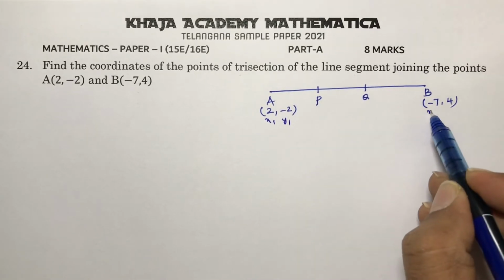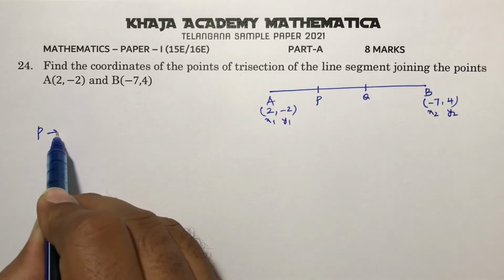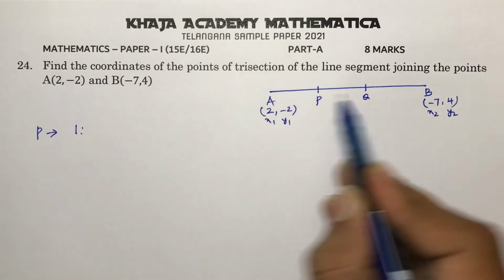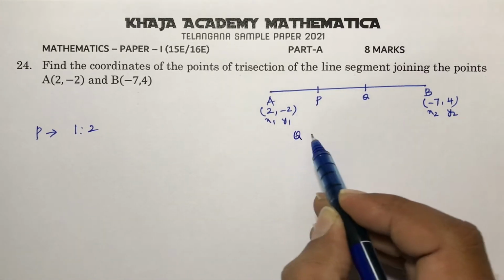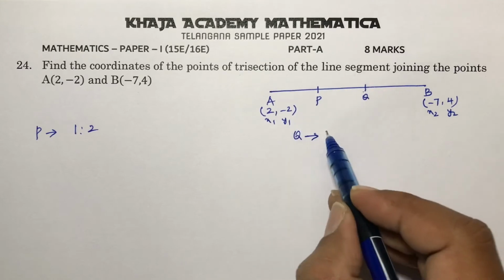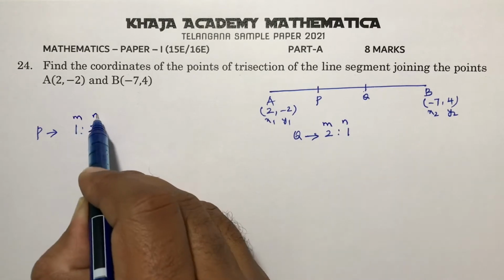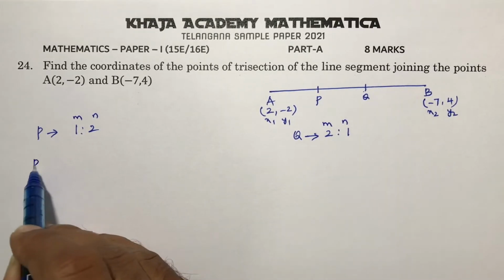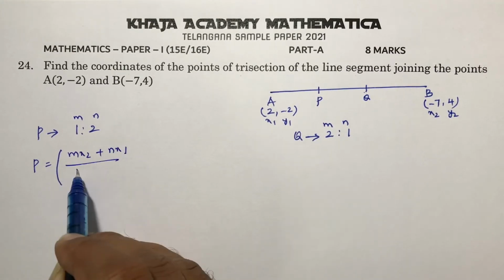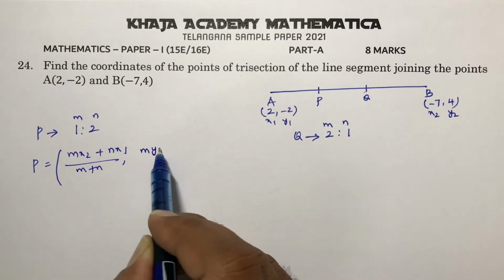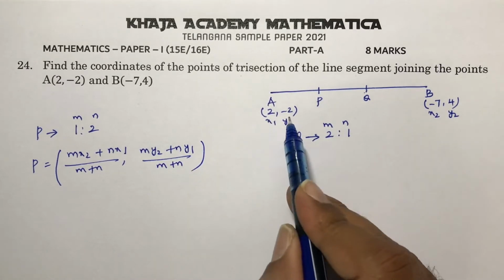This is x1, y1, and this is x2, y2. So to find P, what ratio will you take? Before P there is one part, and after P there are two parts, so you can take the ratio as 1:2. For finding Q, before Q there are two parts and after Q one part, so the ratio is 2:1. To find the point, the formula is (mx2 plus nx1) by (m plus n), (my2 plus ny1) by (m plus n), with x1, y1, x2, y2.